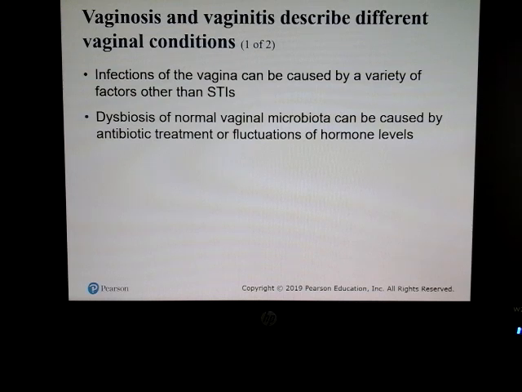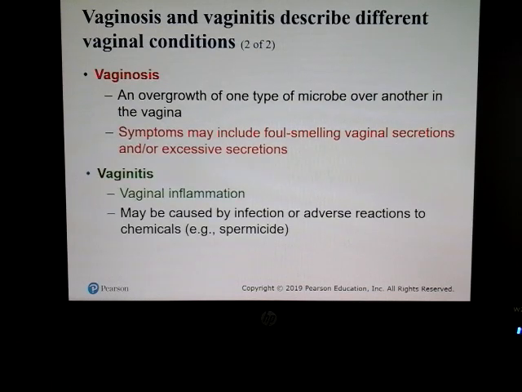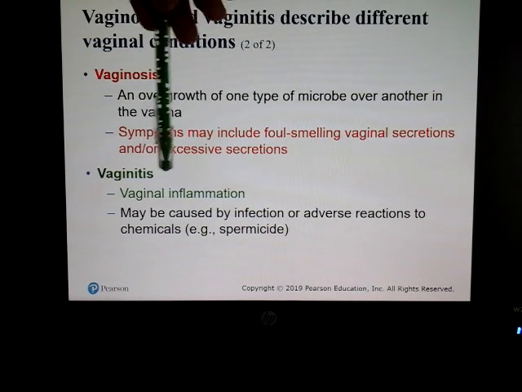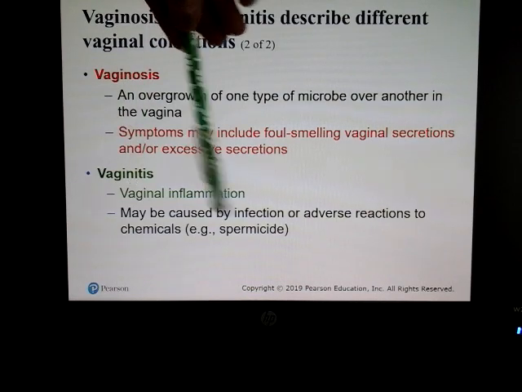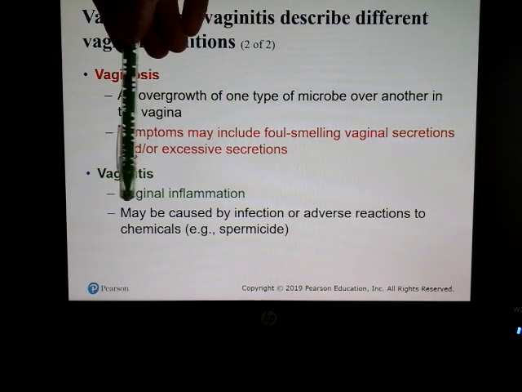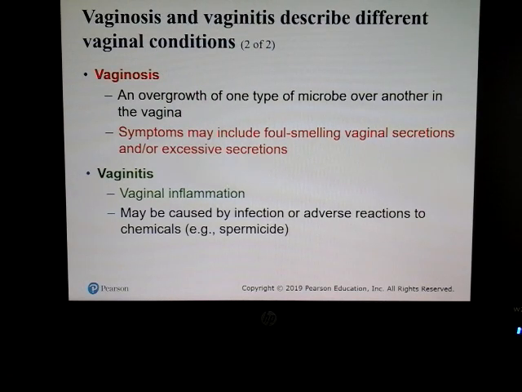Now, there's different types of vaginal infections that can occur out there, and two of those are called vaginosis and vaginitis. Big thing to know about vaginosis. Symptoms may include foul-smelling vaginal secretions and or excessive secretions. Okay? Now, the biggest difference between vaginosis and vaginitis is that vaginitis, you will have vaginal inflammation. Again, vaginitis, vaginal inflammation. So please know those terms for your exam.